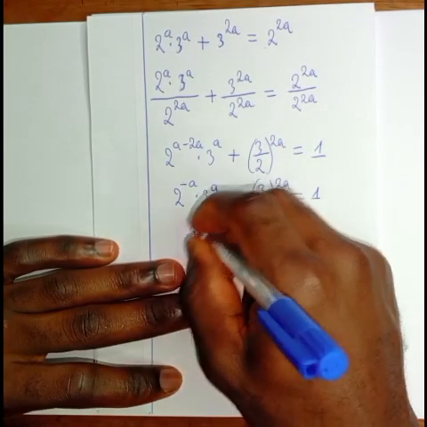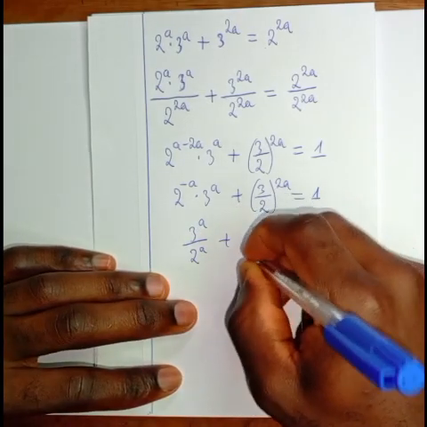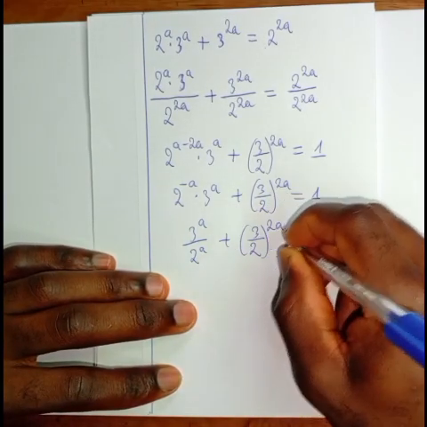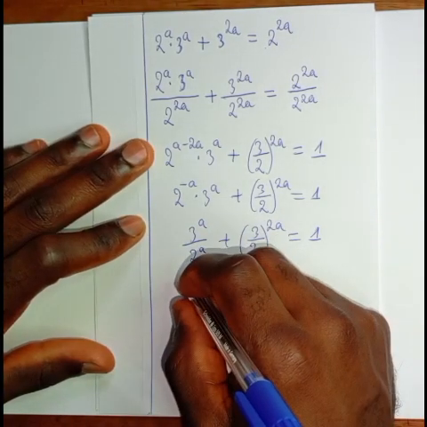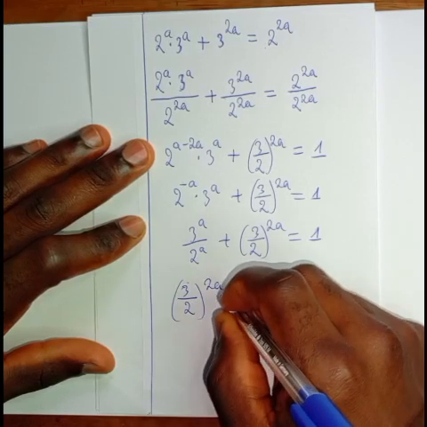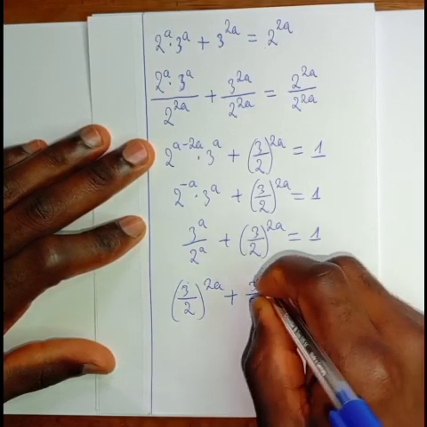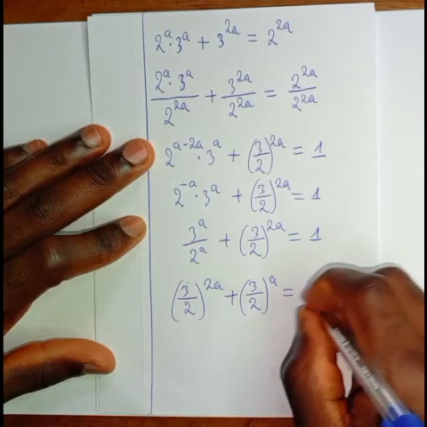You can write this as 3 raised to the power e over 2 raised to the power e plus 3 over 2, all this raised to the power 2e is equal to 1. And arranging this will give us 3 over 2, all this raised to the power 2e plus 3 over 2 raised to the power e is equal to 1.